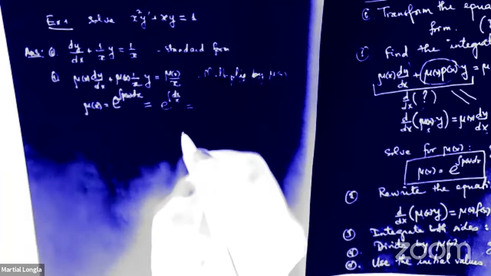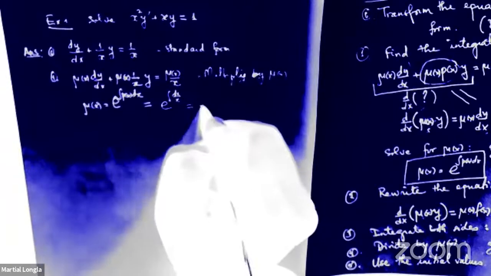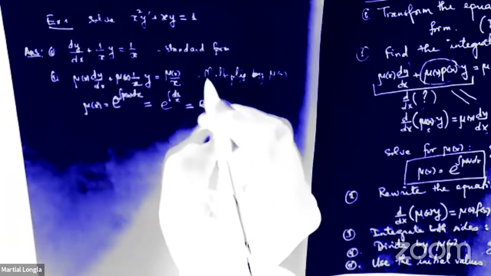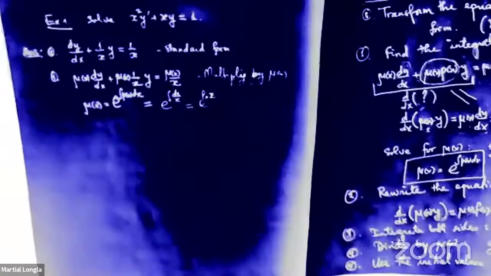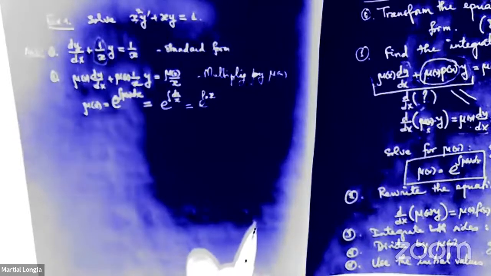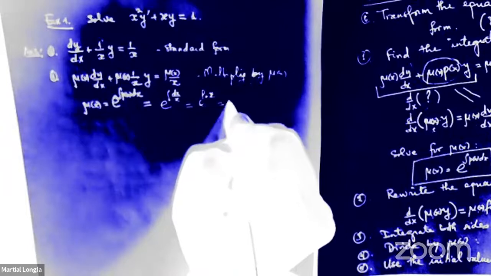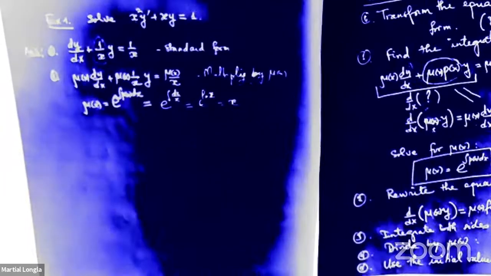And the integral of dx over x, what is it? The natural log of the absolute value of x. Correct. So only here we will drop the absolute values. We don't need them. So this is what you have as integral: e to the natural log of x. And then e to natural log of x is nothing but x, right?